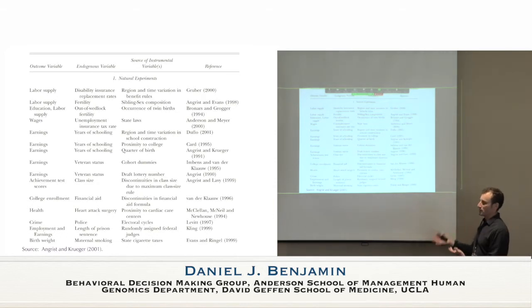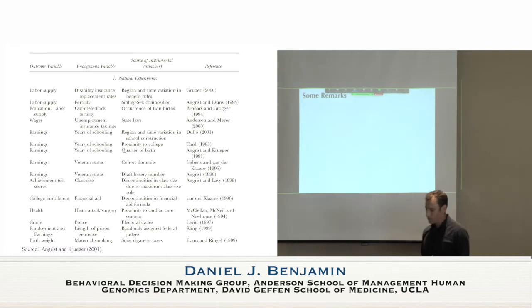So these are the kinds of things. Patrick mentioned the change in the compulsory schooling age in the UK. Compulsory schooling age laws have been an instrument that a lot of people have used to look at the effects of education, because when a law is passed, that affects how much education you get, and then you can use that to look at the effect on other things.